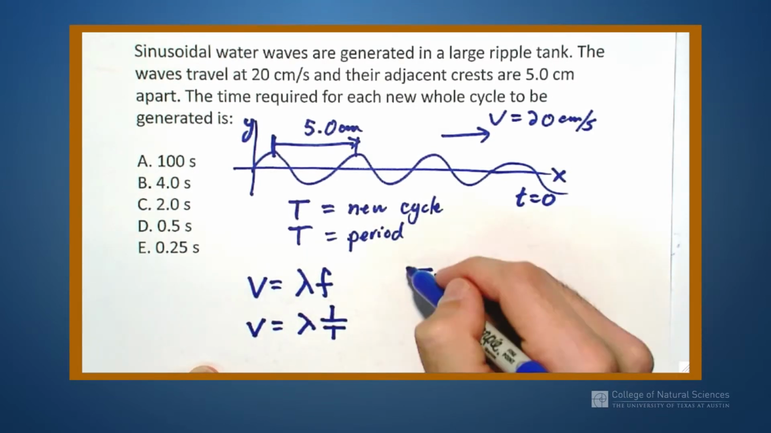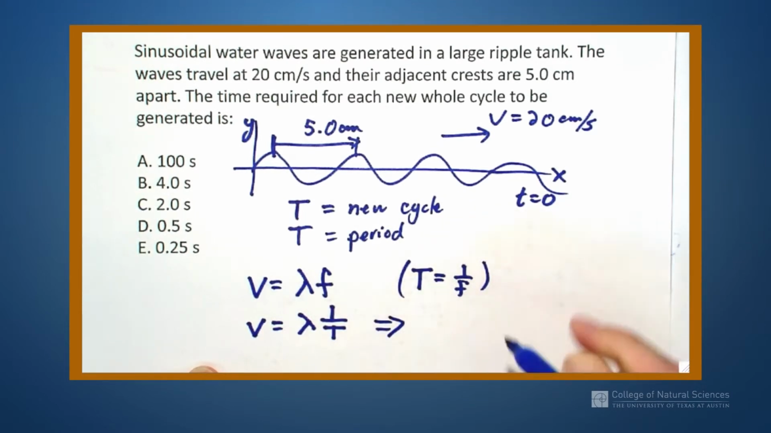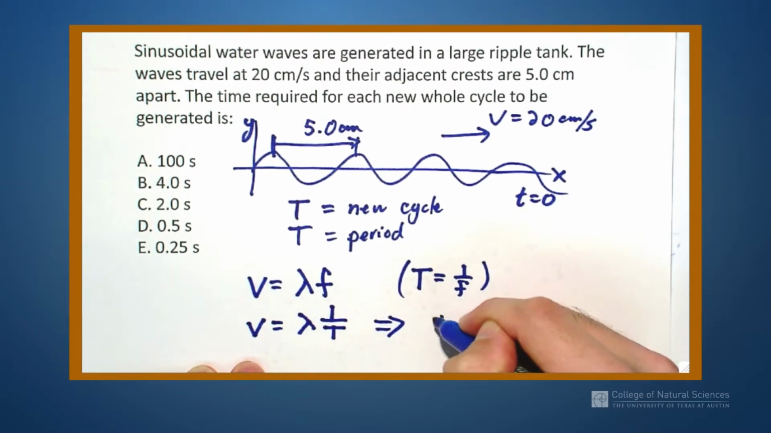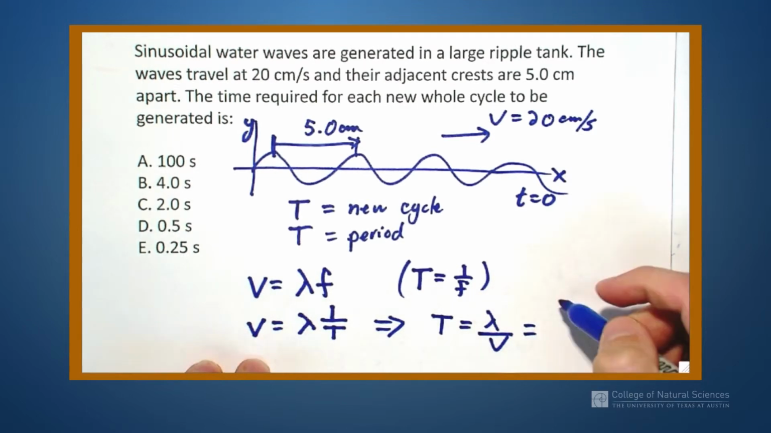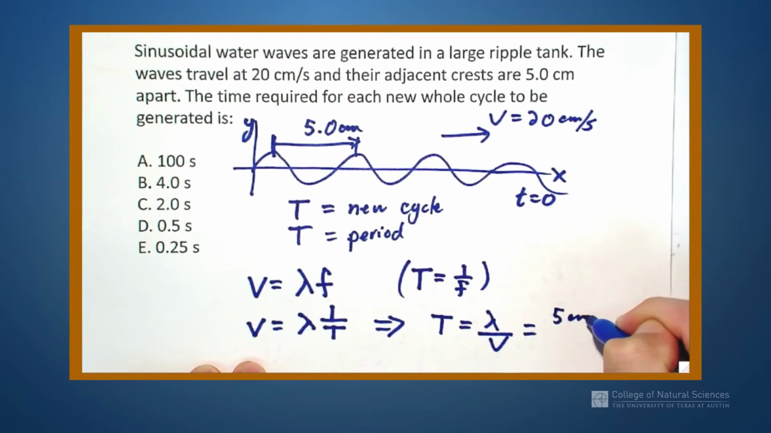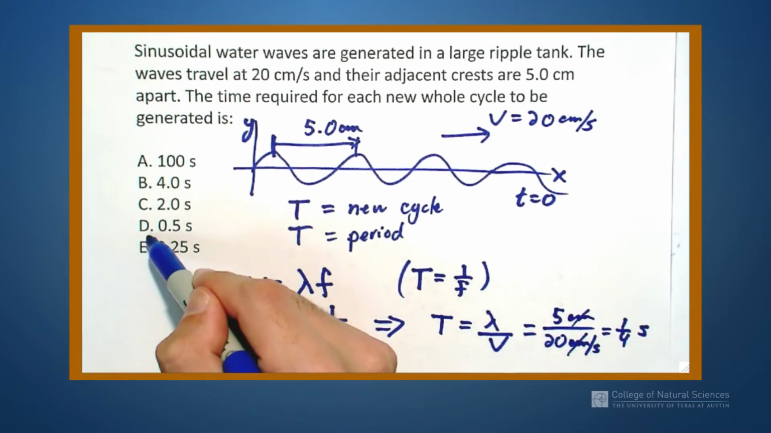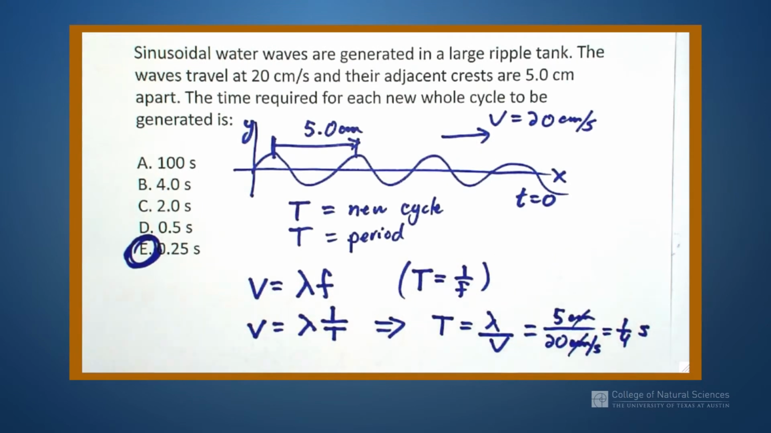Or this can be rewritten as the period of the wave is equal to the wavelength divided by the velocity. So in this case, our wavelength was 5 centimeters, and our velocity was 20 centimeters per second, which gives us 1/4. We'll see that the centimeters cancel out and the seconds are left. So we get 1/4 of a second, or 0.25 seconds is the answer.